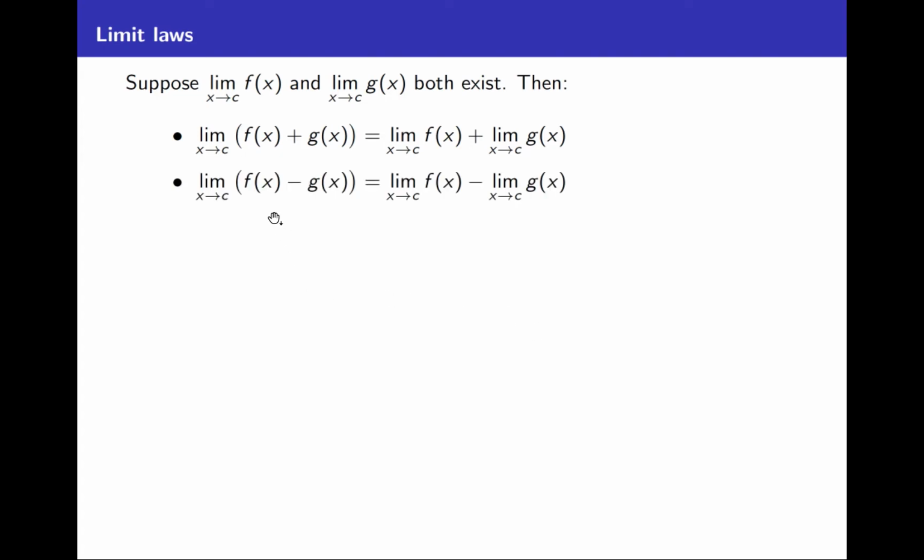Now, the same reasoning would apply to the limit as x approaches c of f of x minus g of x. It's equal to the limit as x approaches c of f of x minus the limit as x approaches c of g of x.